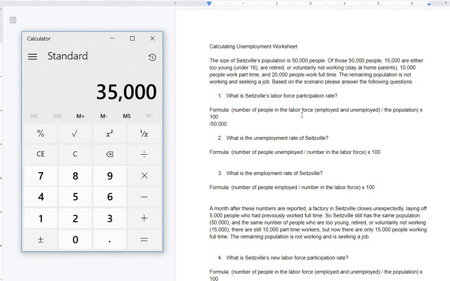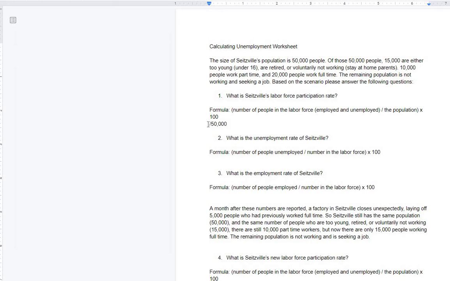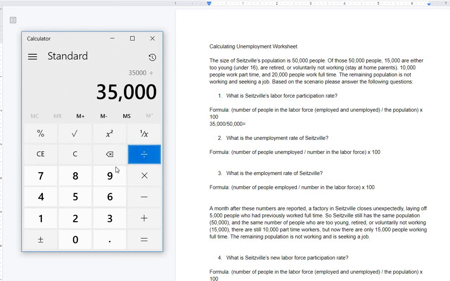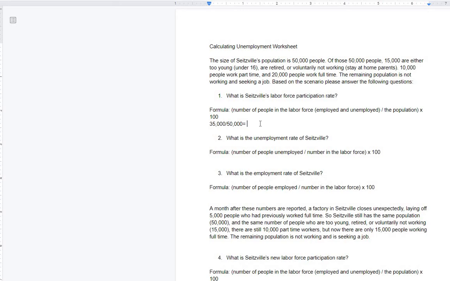So we can just subtract that out and we can see that our labor force is made up of 35,000 people. Okay, now this will help us when it comes to the unemployment rate as well, because we know of that 35,000, if we add 10,000 plus 20,000 who are working, that leaves 5,000 people who are unemployed. So we're basically just going to take 35,000 and divide it by 50,000, and we are going to get 0.7. Now, in there it says times 100, that just will bring it up to 70%. So we can just go 70% right there.